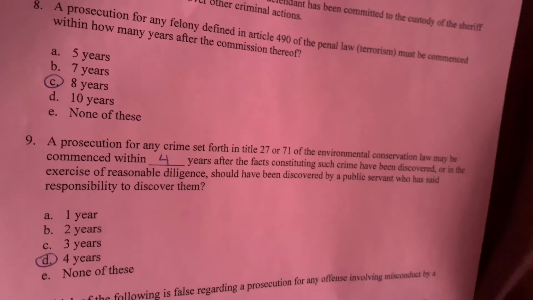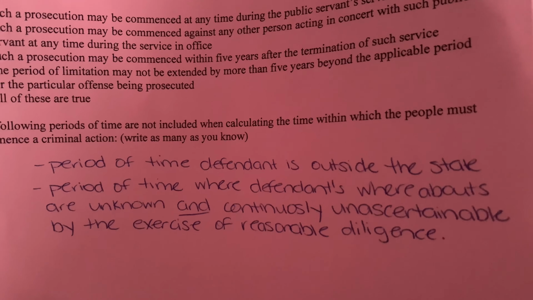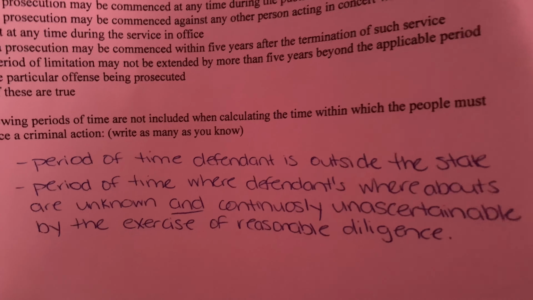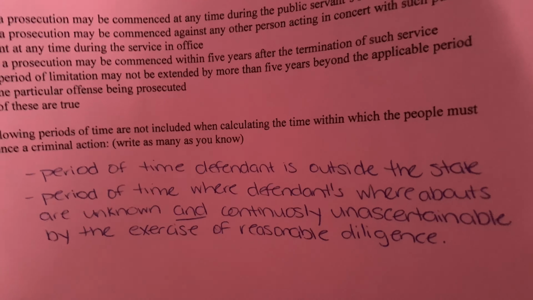Number 11. The periods of time are not included when calculating. So this is the period that is not counted when figuring out timeliness of prosecution or statute of limitations. It's when the period is tolled, and it's 2 options only. Period of time defendant is outside the state, or a period of time where defendant's whereabouts are unknown and continuously unascertainable by the exercise of reasonable diligence.